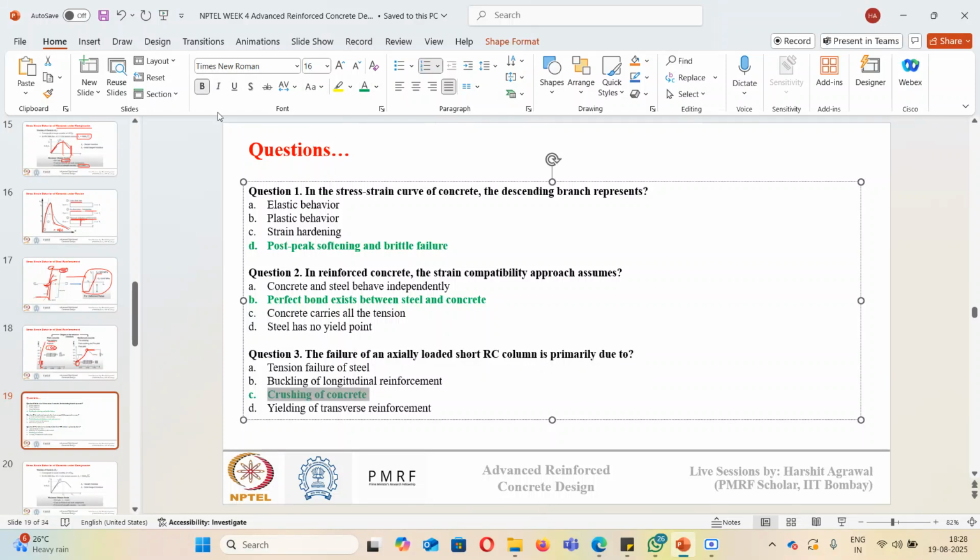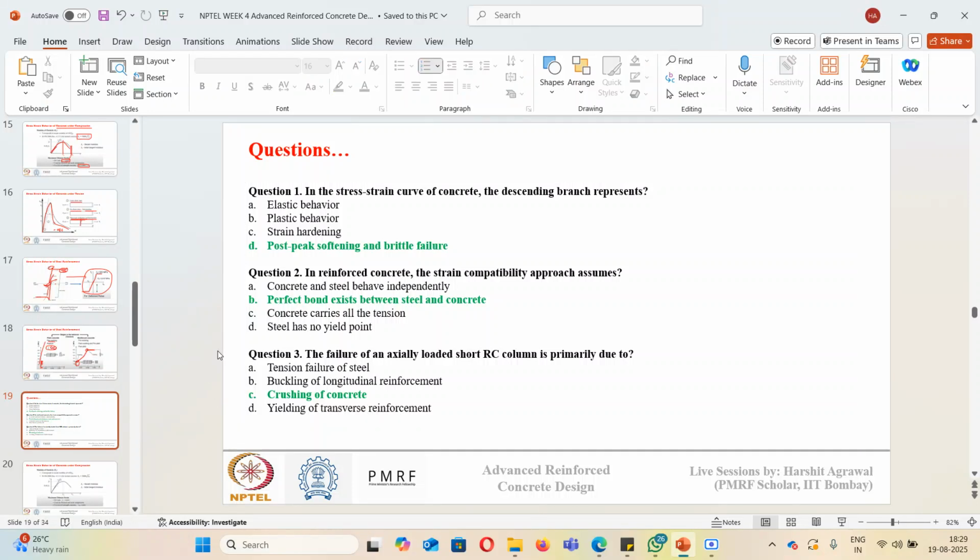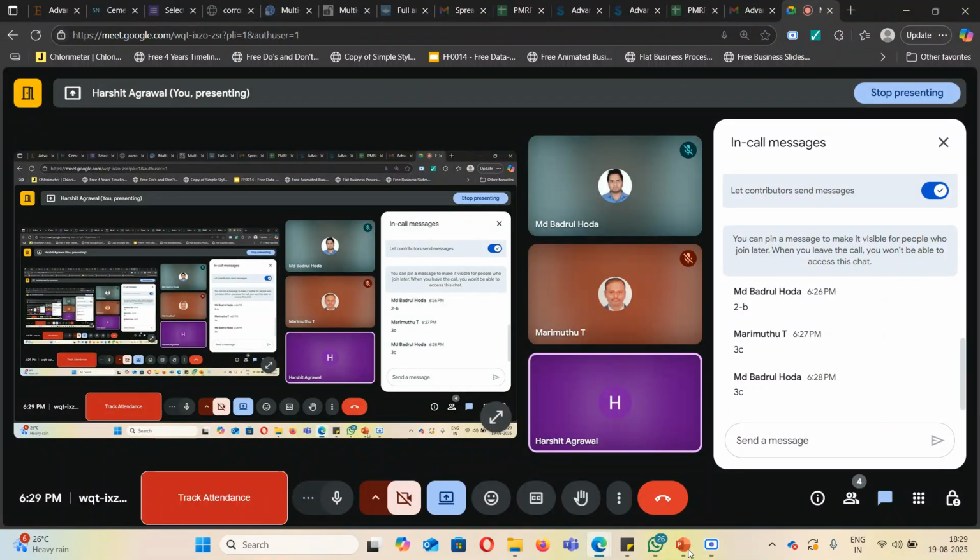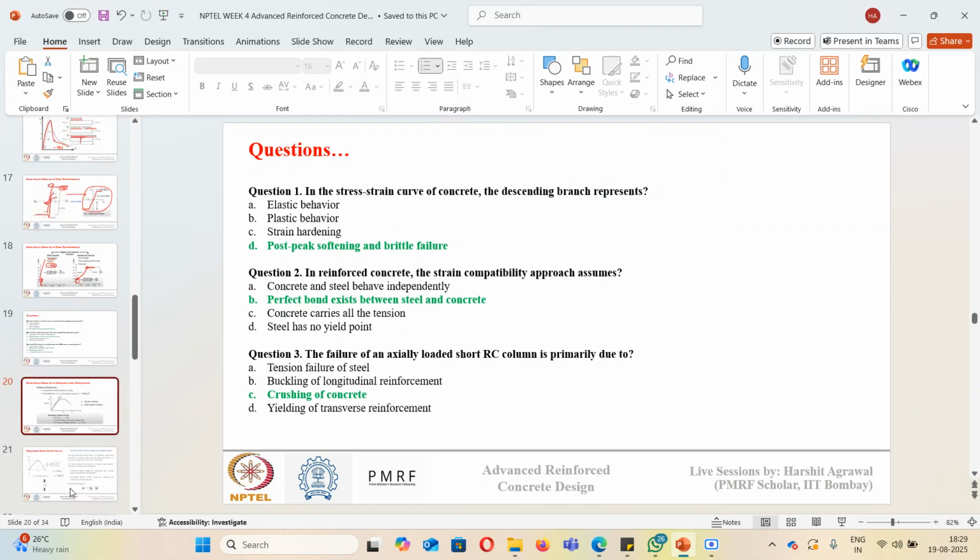Okay, so when we talk about short axially loaded column, there is crushing of concrete which dominates the failure. Okay, buckling is something which happens when we talk about long RC columns. Okay, there buckling can be a reason for failure. However, steel failure generally doesn't happen because steel has more ability to resist stress compared to concrete. So it is generally concrete crushing that we observe in short RC columns when it is axially loaded. Any doubts in these questions? Okay, let's move ahead.